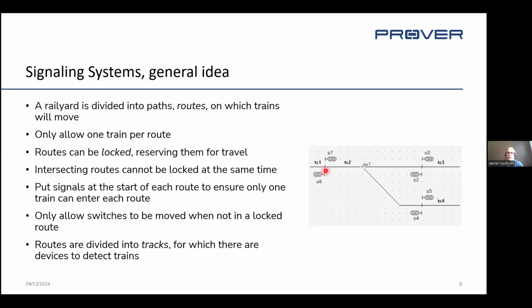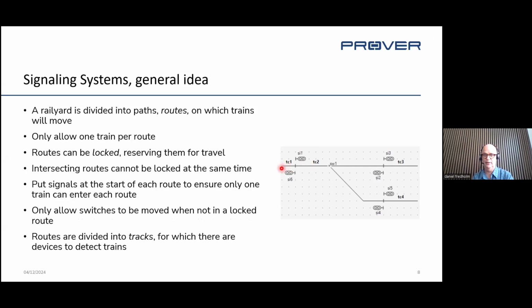We need to ensure that we really don't want switches to move. You shouldn't be able to throw a switch or change its position when a train is supposed to pass over it. Suppose we have a train that comes here and it's supposed to go straight ahead, but now the switch is thrown into the current position, then that would be an invitation to trouble.